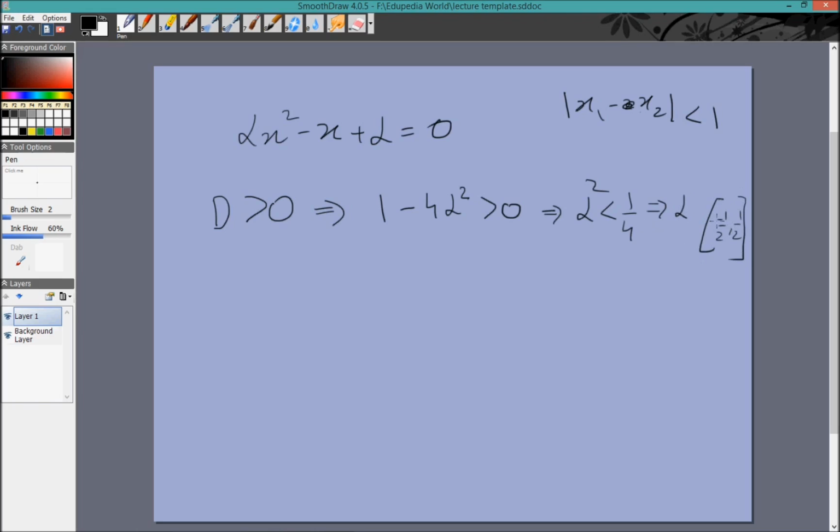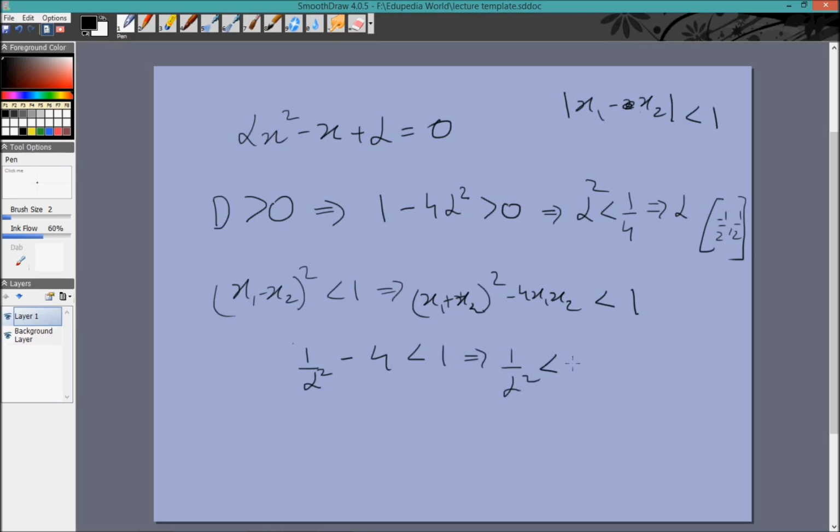But that's not all. This is for this to have two distinct real roots, but we also need to put the other condition, mod of x1 minus x2 is less than 1. Right, so that means x1 minus x2 whole squared is less than 1. That means we can write it as x1 plus x2 whole squared minus 4 x1 x2. We are given this is less than 1. Right, we know x1 plus x2 is 1 by alpha and x1 x2 is 1. So this means 1 by alpha squared minus 4 less than 1, which means 1 by alpha squared less than 5, which means alpha squared greater than 1 by 5.